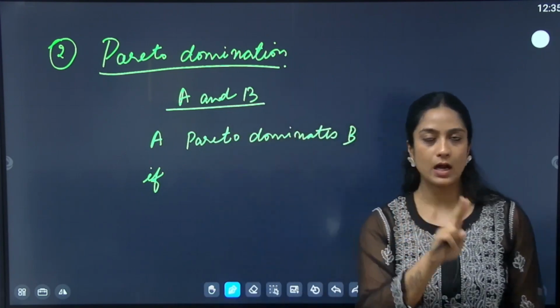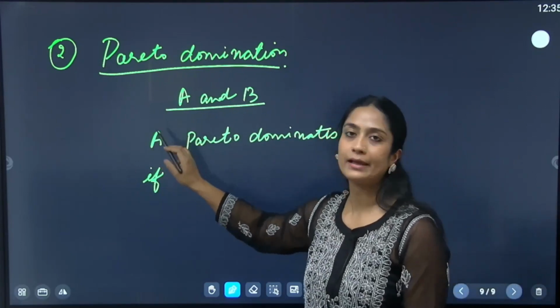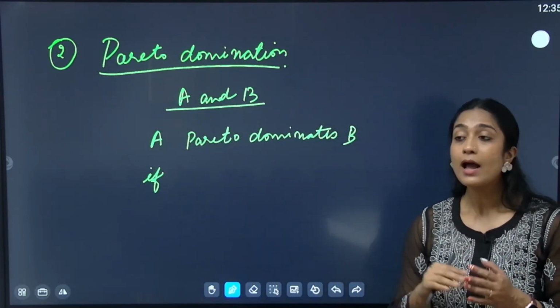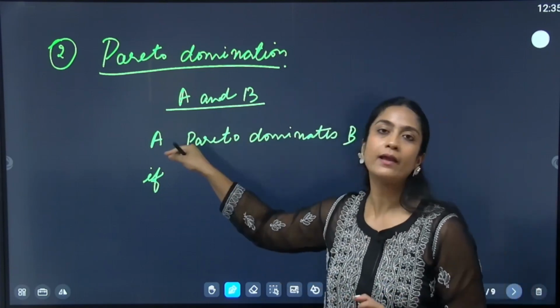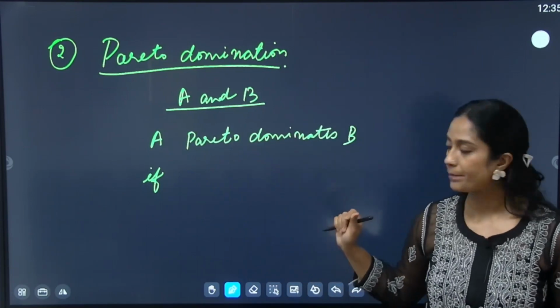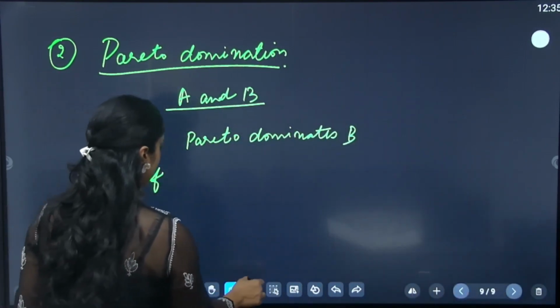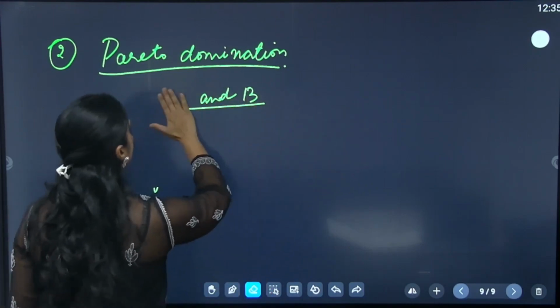both Rahul and Fiza like the bundle A as much as they like B, with at least one of them preferring A over B. Okay, so what this means is that, let me write it. So what we are saying is that there are two bundles.